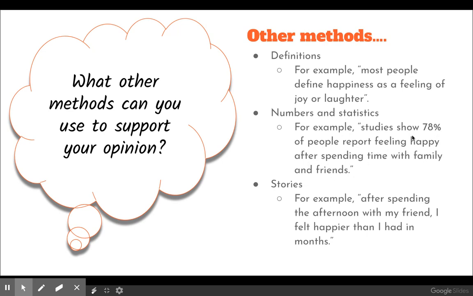I made this number up. It's not real. I don't know, but it does support my opinion about spending time with family and friends makes us feel happy. And then finally, we can use personal stories. Again, it's my own opinion. So I could use a story about after spending the afternoon with my friend, I felt happier.